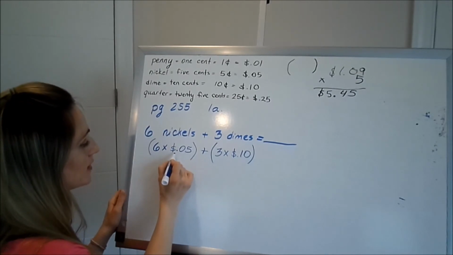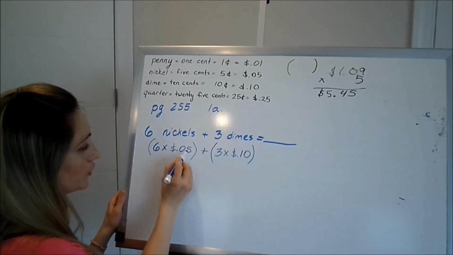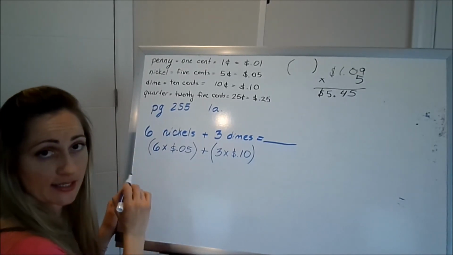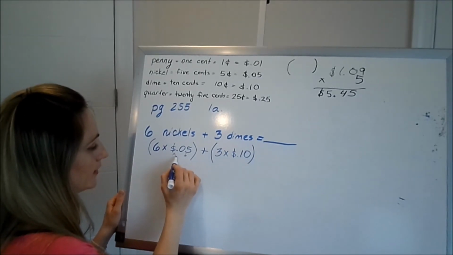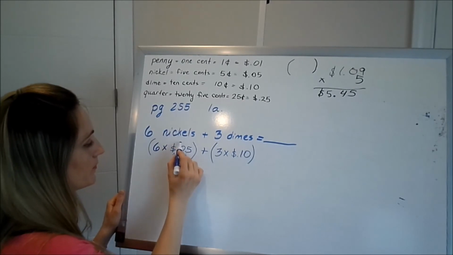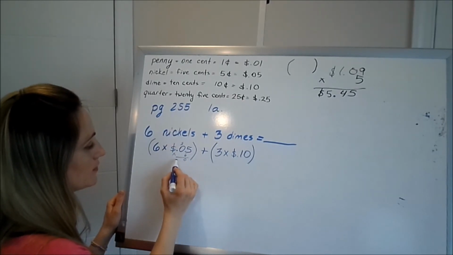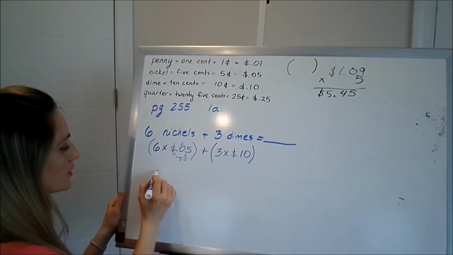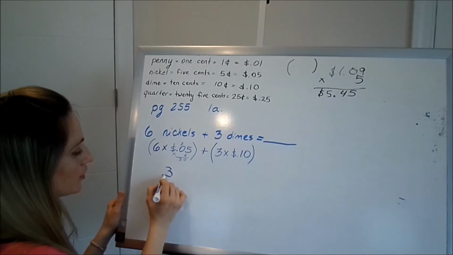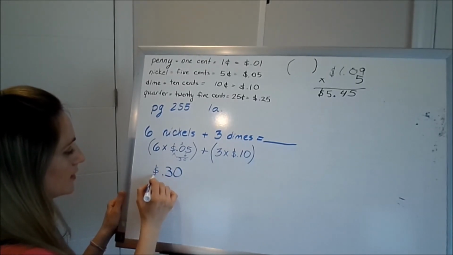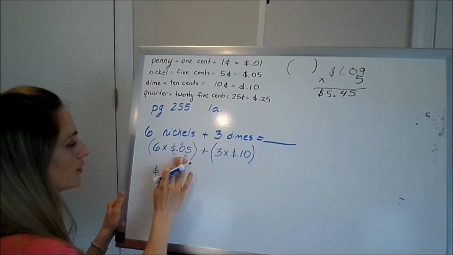So 6 times 0.5, you could just multiply 5 times 6 and get your 30. Or if you didn't know it, you could multiply it like this. 6 times 5, carry your 3. 6 times 0 is 0 plus 3 is your 30. So that's how much 6 nickels is worth. 30 cents. Don't forget to use your $ sign.